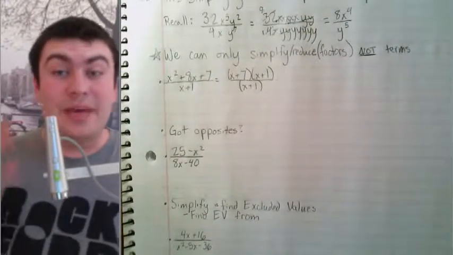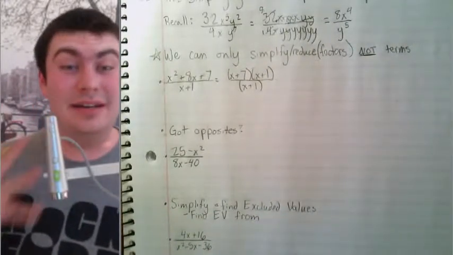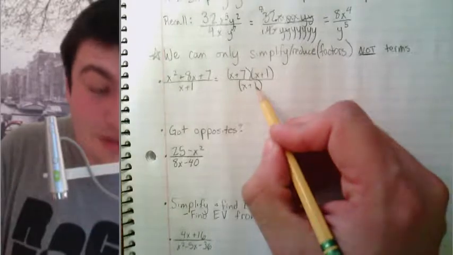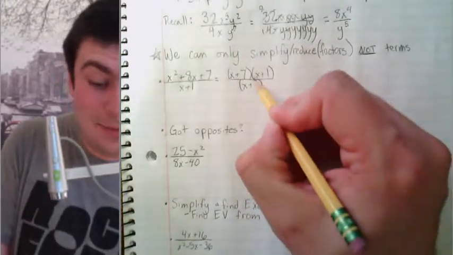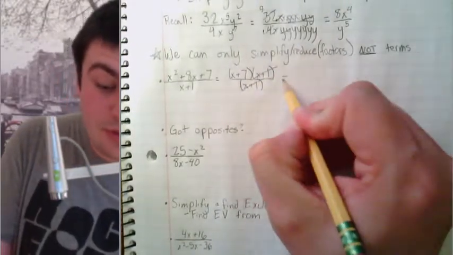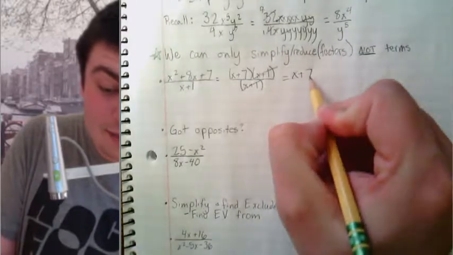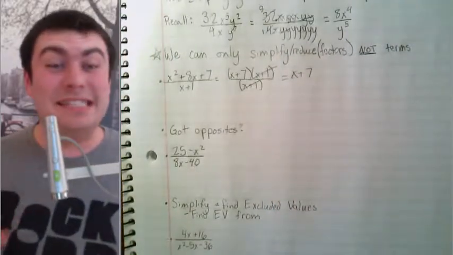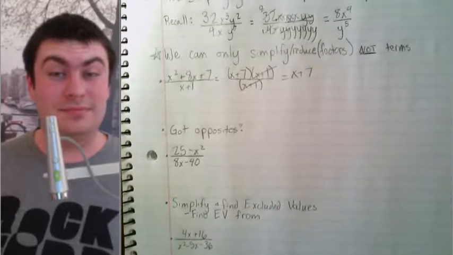Now, when we have this, we can look at the factors that are in common. We have an x plus 1 and an x plus 1 in the numerator and the denominator, so we can reduce those and we're left with x plus 7. And that's how we simplify this rational expression.